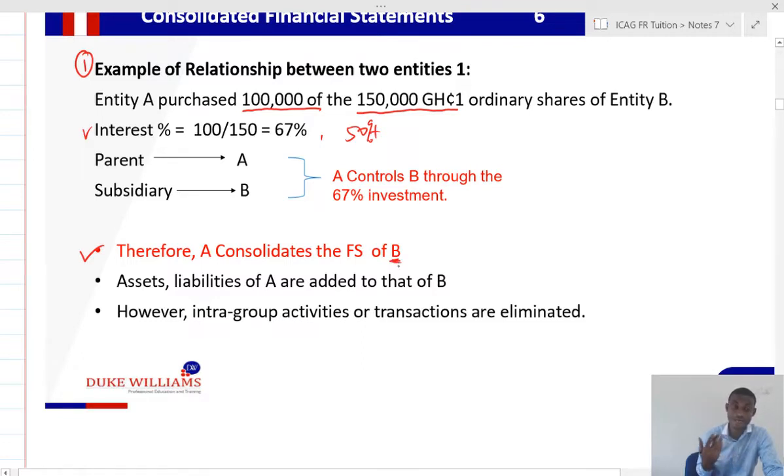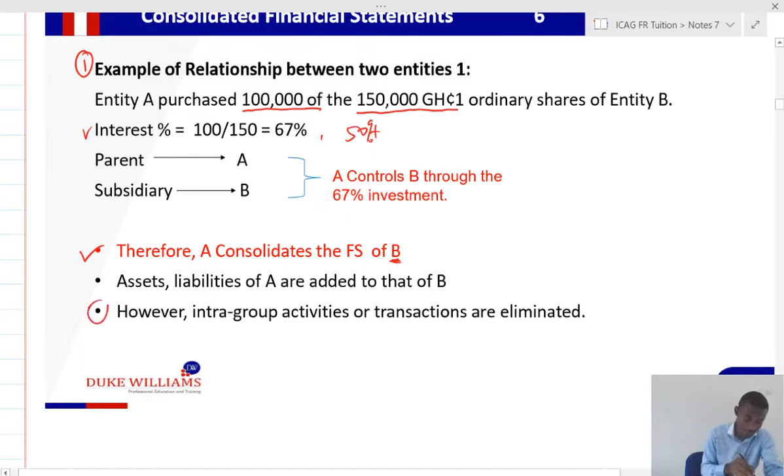And how does it happen? It means that entity A should add the assets of entity B to its own assets. Entity A should add the liabilities of entity B to its own liabilities. In the same way, where we are looking at the financial performance, entity A should add the income or revenue of B to its own revenue, and should add the expenses of B to its own expenses.